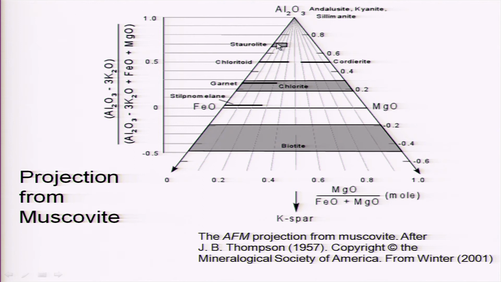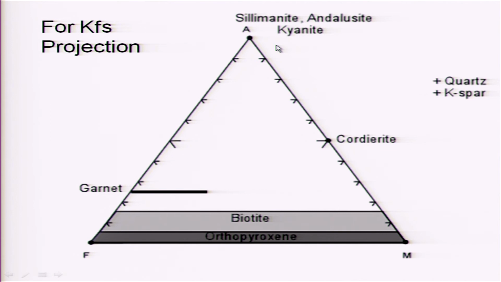For example, for staurolite, at this plotting position we have an alumina index of 0.7 and an FeO by FeO plus MgO value of 0.1. So, that will tell us that the position of staurolite is here. For potash feldspar projection, the FM line need not be closed because biotite comes within the triangle. So, that is the difference.